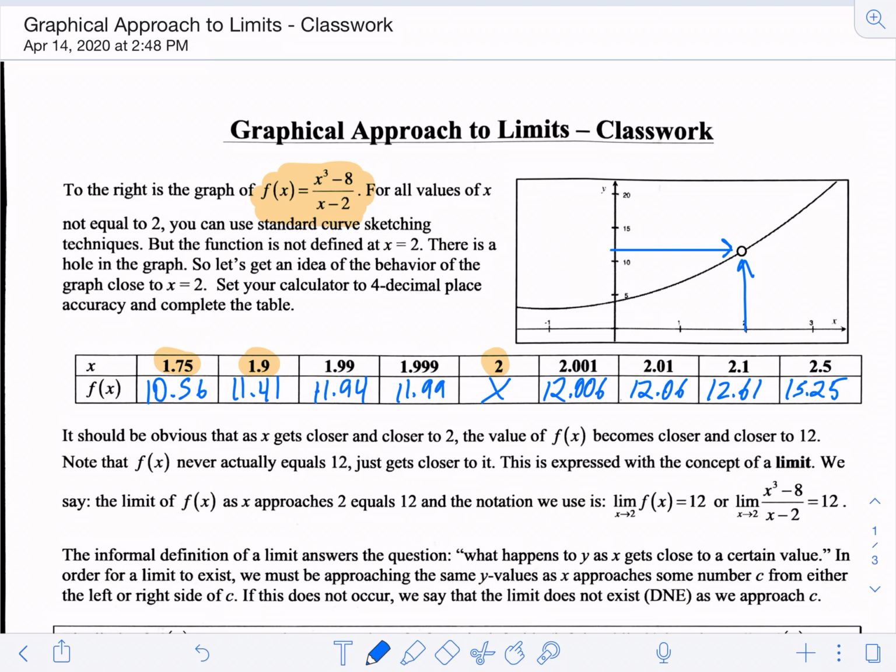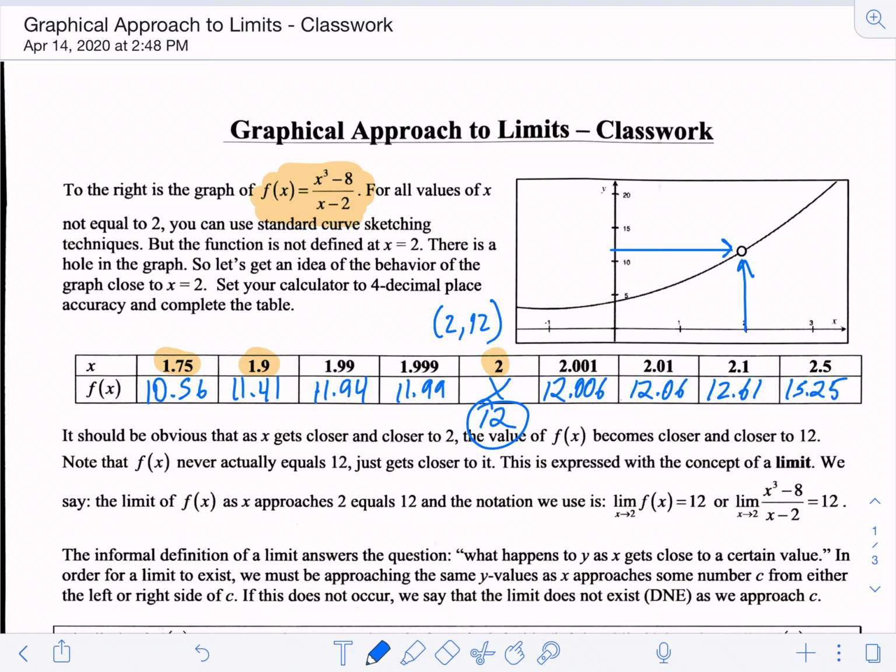So I'm sure that you can get an idea of what f of x would be if I could plug in 2. Where does that hole exist? Well, that hole exists at 12. So the hole is at the point (2, 12). And that's the value of f of x. The value of f of x is going to be 12. So we're going to be talking about this as a limit.